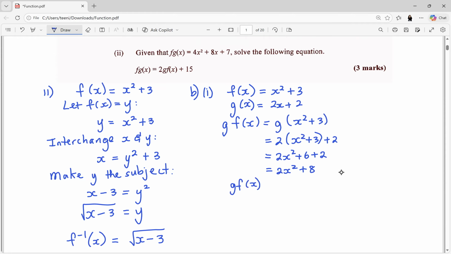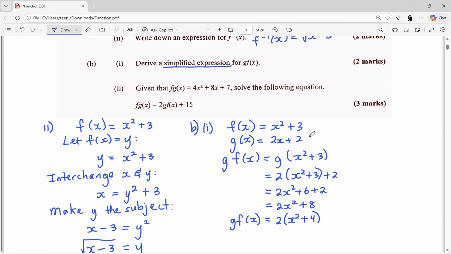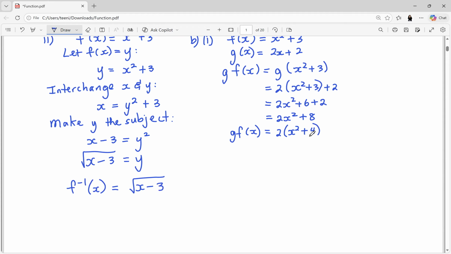Minus 2. Yeah. So we're going to factorize 2x squared plus 8. So we'll take 2 on the outside. 2 into 2x squared is x squared, and 2 into 8 is 4. So this will be the simplified version of that. All right? Yes, thank you, Zayden. Very good.